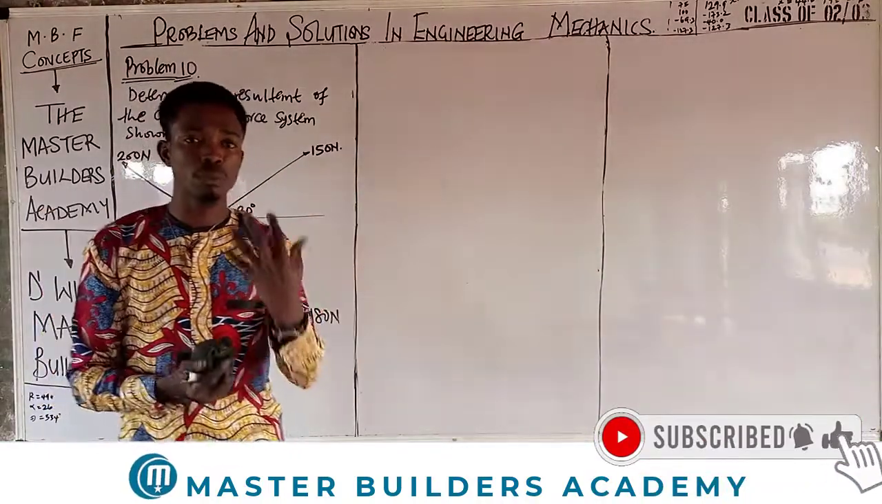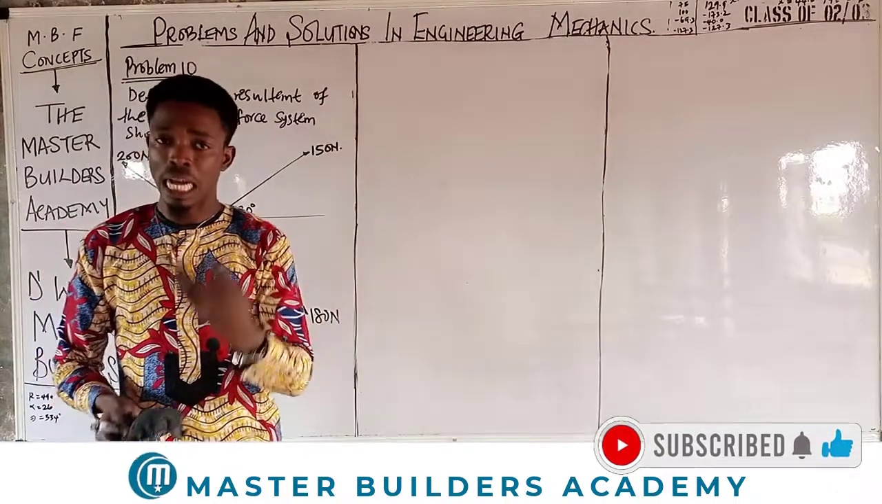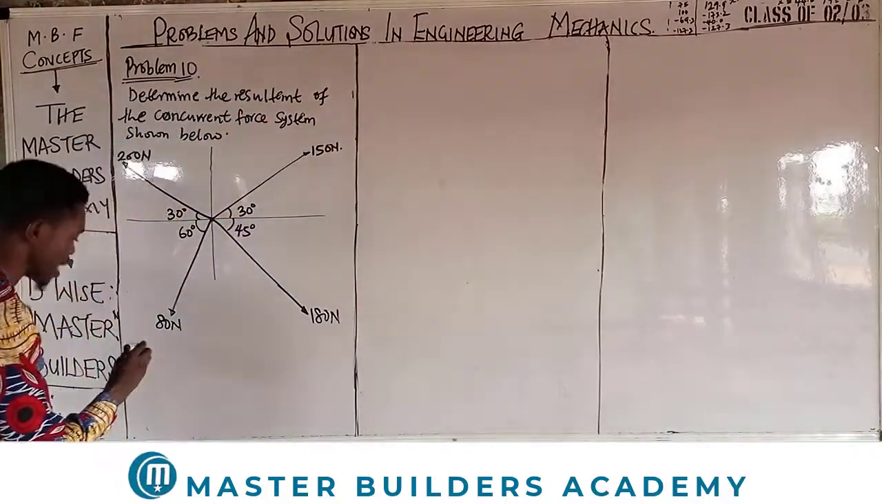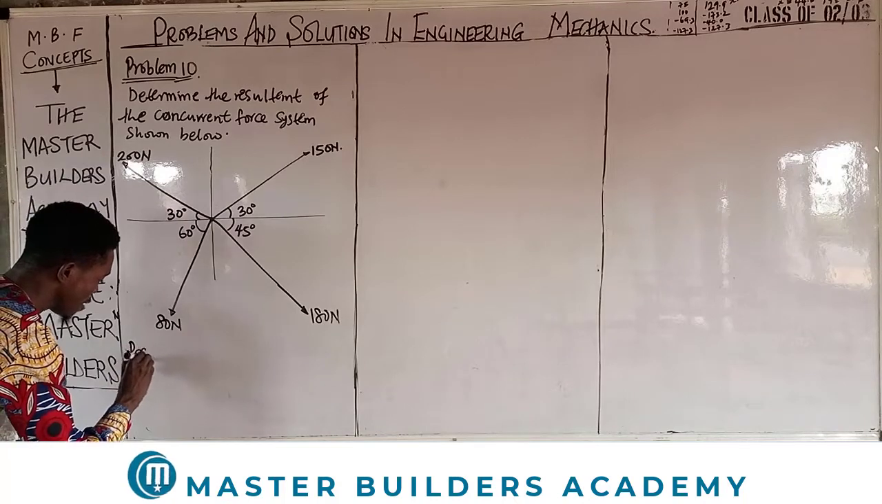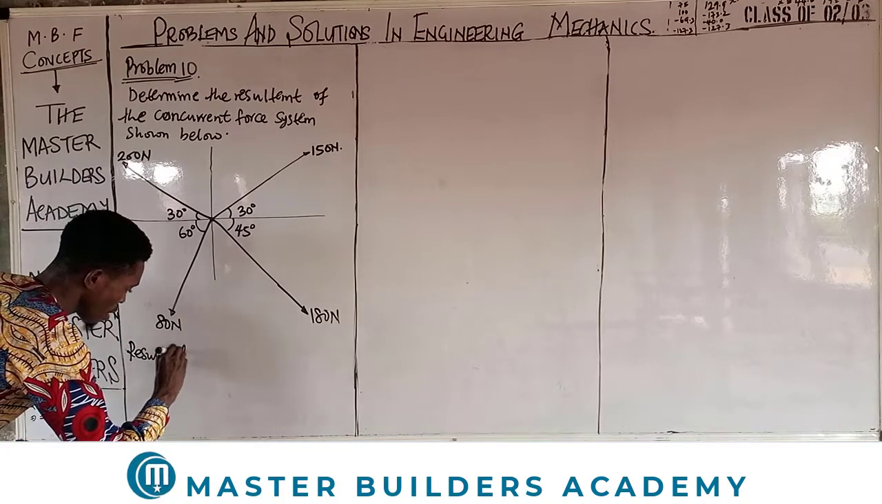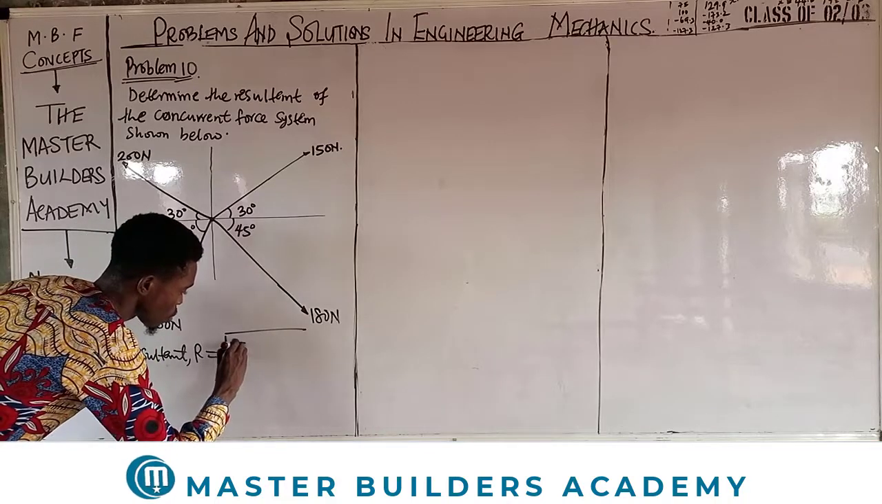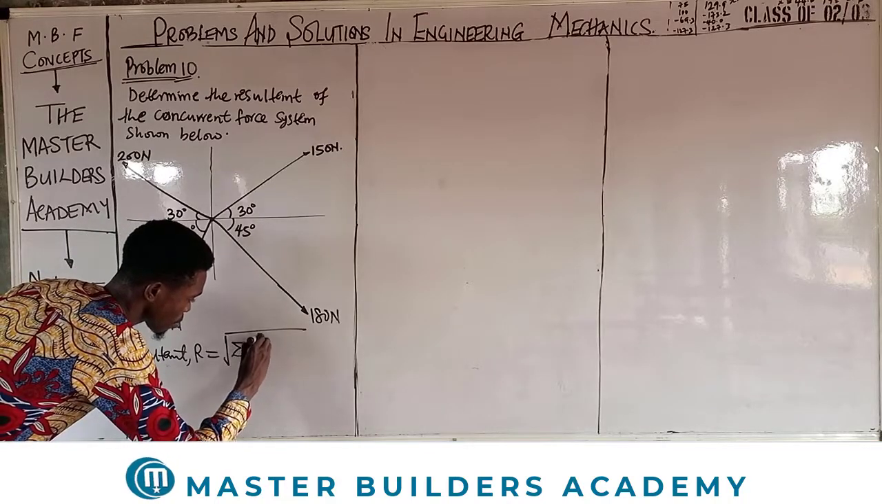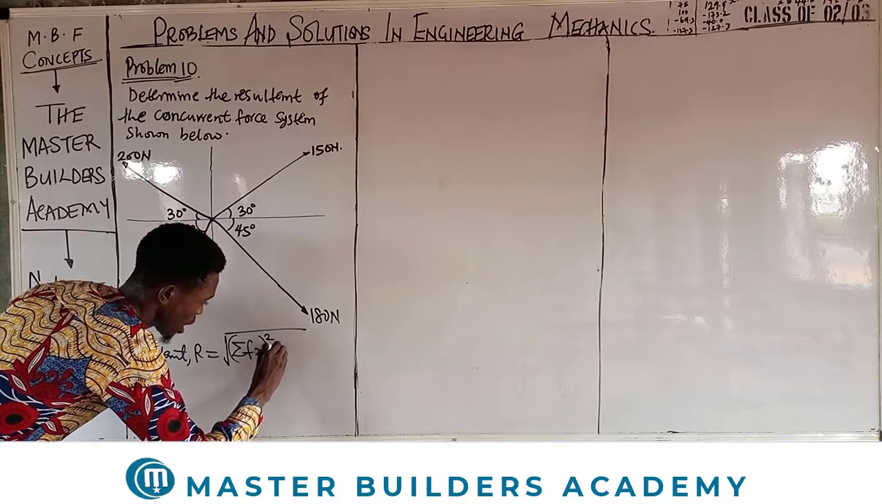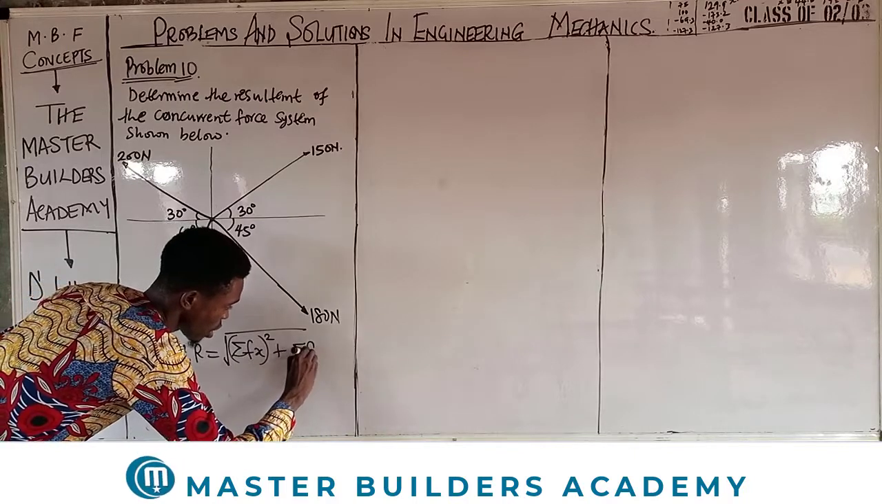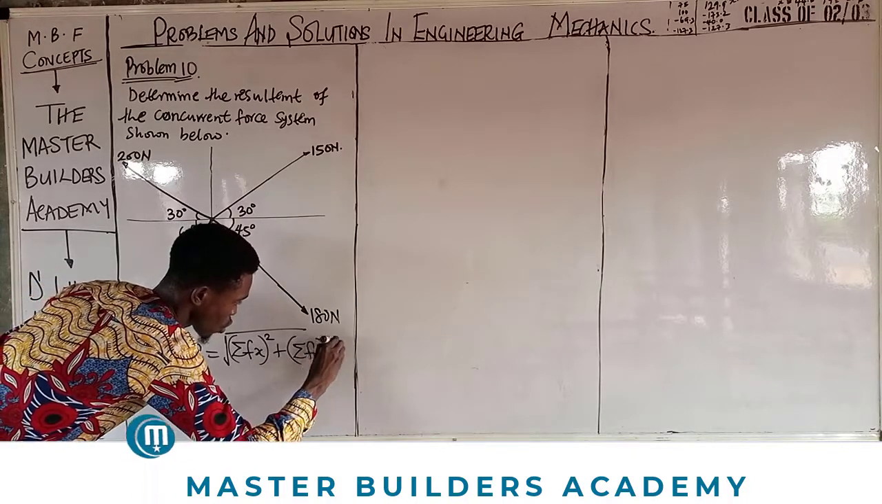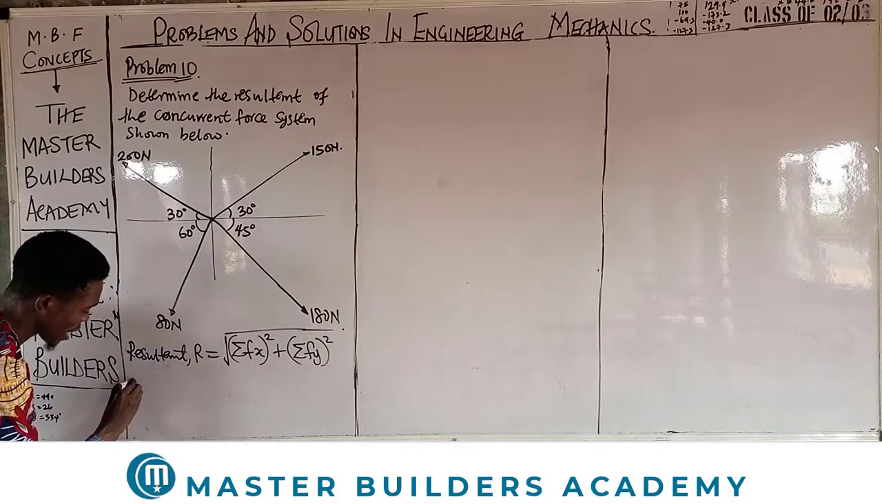So let me quickly give you the model for solving the resultant and the angle. First, the resultant R of any concurrent forces is given as the square root of (sum of Fx) squared plus (sum of Fy) squared. Why the direction?